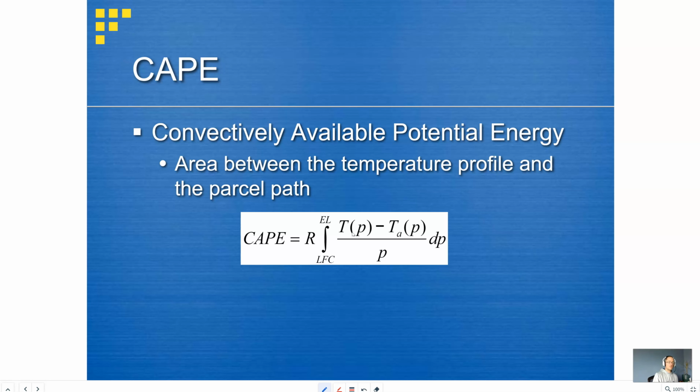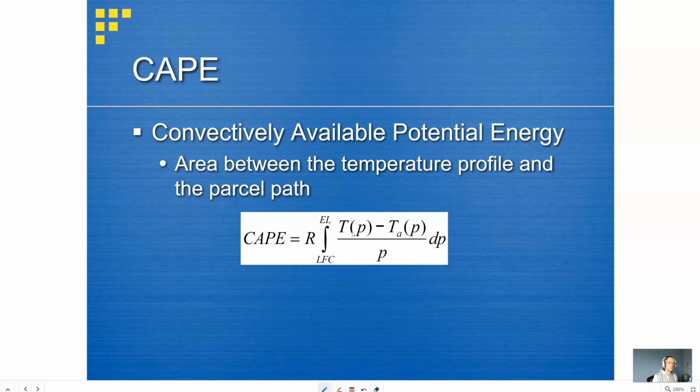There are a lot of different ways to analyze CAPE. And so if you find this to be something you're very interested in, I encourage you to not get overwhelmed, but take a gander at some of the products on the Storm Prediction Center webpage. Look at the mesoanalysis. Look at the thermodynamic information. You'll see features such as SB CAPE, surface-based CAPE, ML CAPE, or mixed layer CAPE, and MU CAPE, or most unstable CAPE.